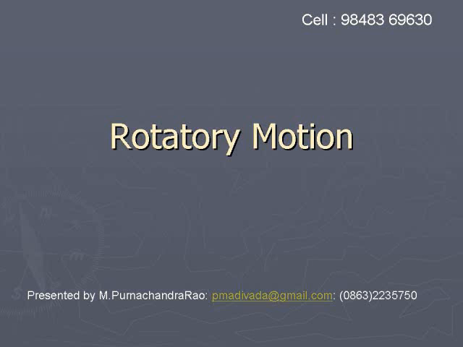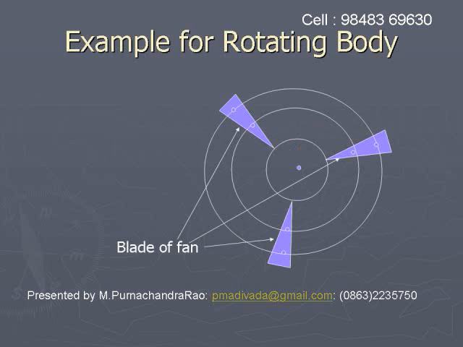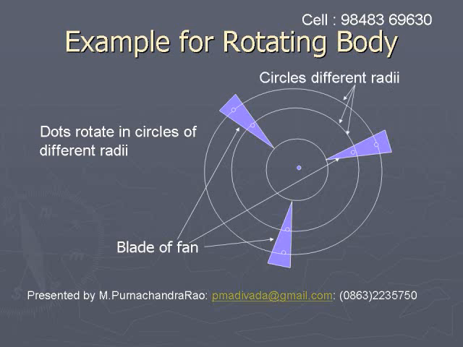Rotatory motion. Example of rotatory motion, a rotating body. In the figure, the three triangular pieces represent the blades of a fan. The dots on these triangles are the particles of the blades of the fan.